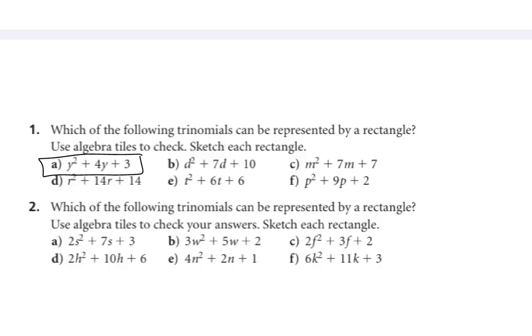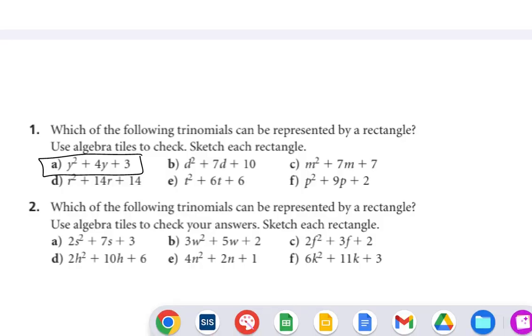And there are going to be different letters for the variables. So, you know, just don't worry about looking for an algebra tile that represents y, because we'll just say, oh, that's just x squared. Okay, so we have y squared plus 4y plus 3.